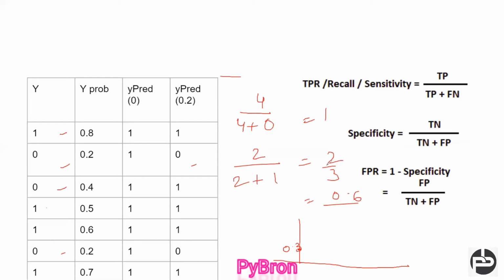Next we got the true positive rate. What is it? 1. So 1 will be, okay, this is our TPR, right? TPR on the y-axis and FPR on the x-axis. So what is the FPR in my case? 0.6. Let's suppose 0.6 will come here. And TPR is what? 1. So it will look like this.